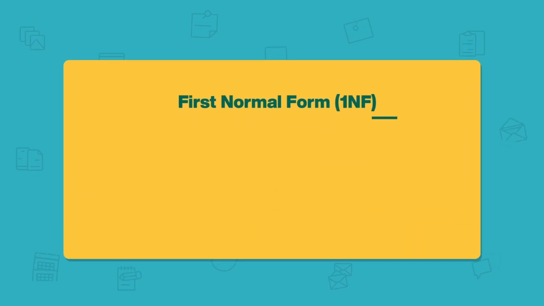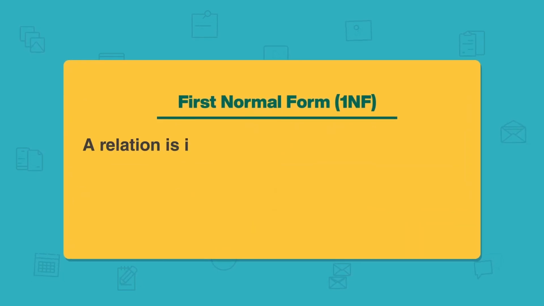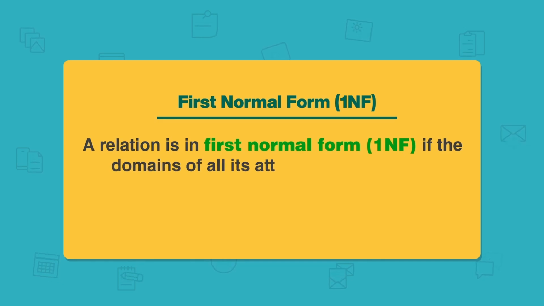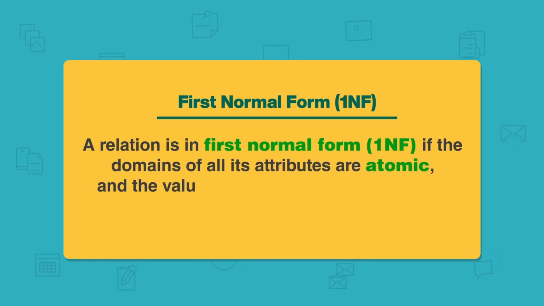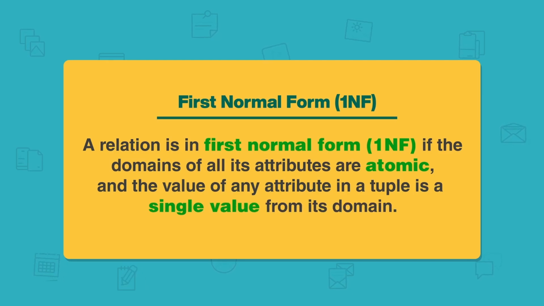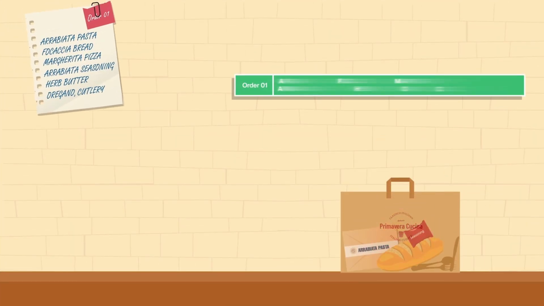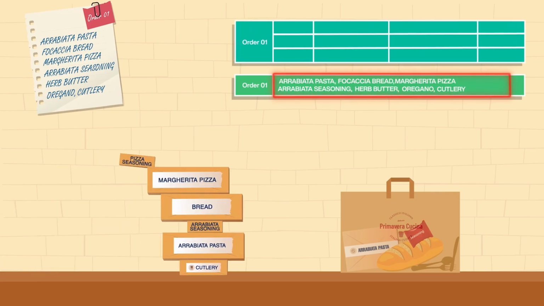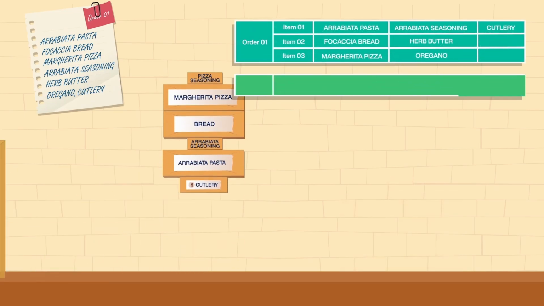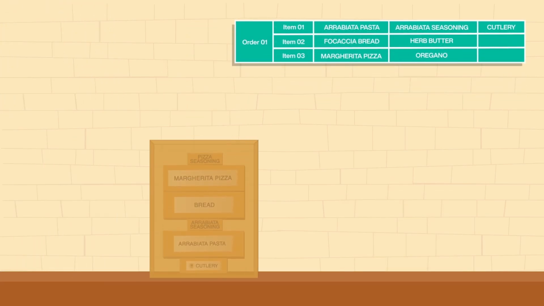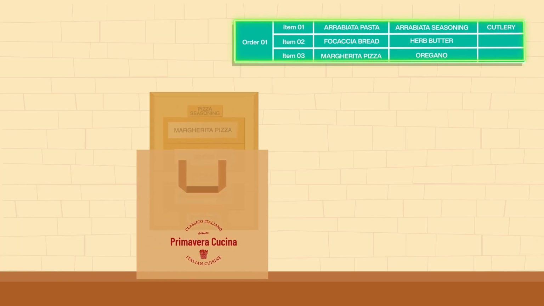Let's take the first normal form, atomicity. A relation is in first normal form, 1NF, if the domains of all its attributes are atomic and the value of any attribute in a tuple is a single value from its domain. What this means is, the restaurant should not have more than one item in one sub-box. These sub-boxes can then be placed together into a larger box. The box containing all the sub-boxes should be placed in a bag.